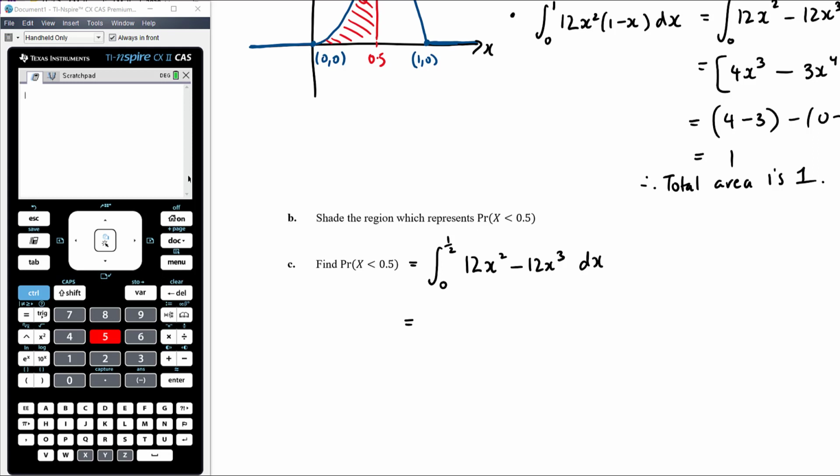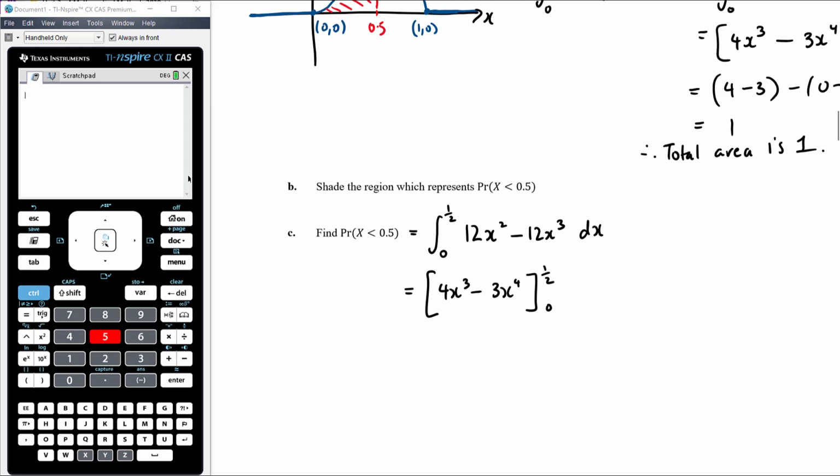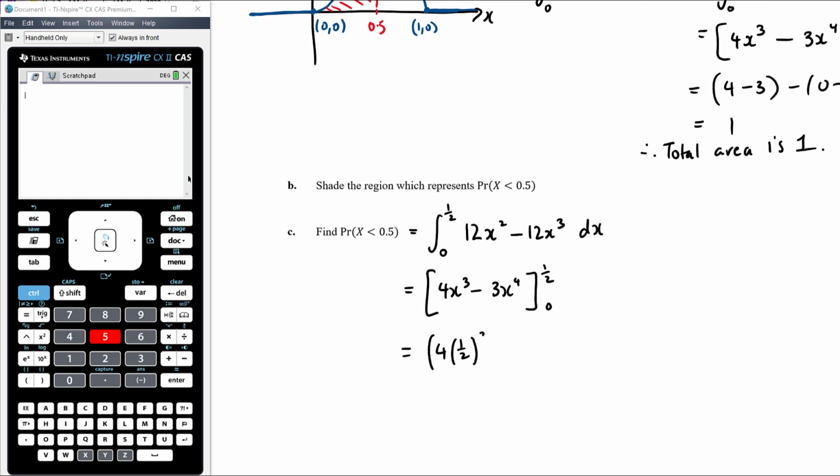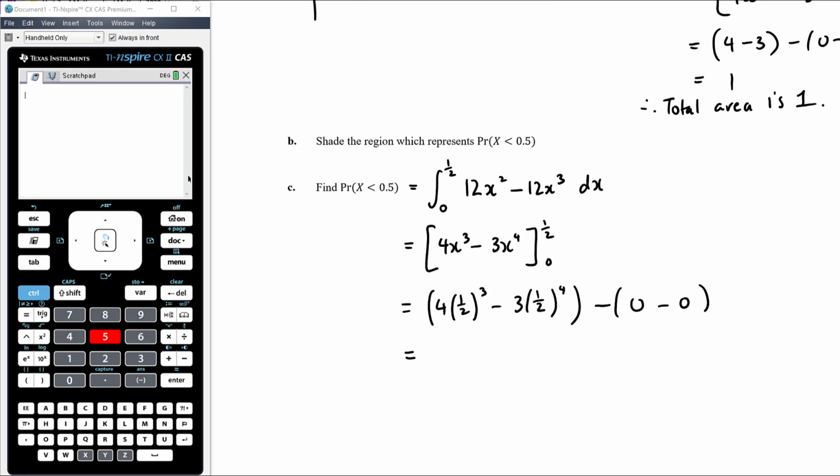Okay, so we want to find this integral. We've already done the antiderivative. We know that it gives us 4x cubed minus 3x to the power of 4. We're doing that between 0 and 1/2. And so that means we've got 4 times 1/2 cubed minus 3 times 1/2 to the power of 4. Take away, that'll be 0 minus 0. Okay, so 1/2 cubed is 1/8, so it's 4 times 1/8. 1/2 to the power of 4 will be 1/16.